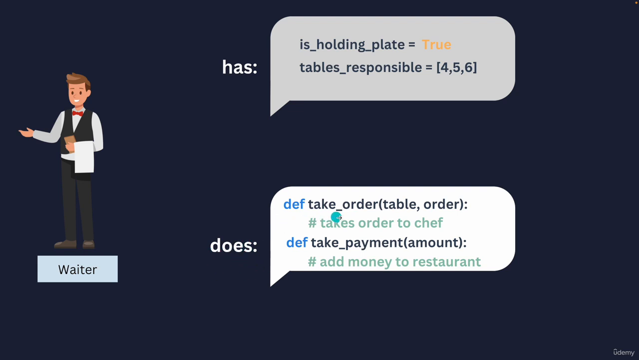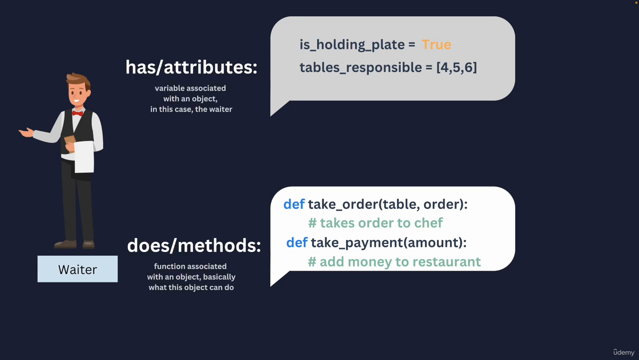And what it does is essentially take the orders from the table and take the order to the chef. Another function that it has is takes payment, based on the amount, so that's the input in that function. If you think about it, what it has is just a bunch of values, like variables with data. And what it does is just a bunch of functions, because when you do something, you're performing a function, right? So that's basically what it is when you think about an object-oriented program.